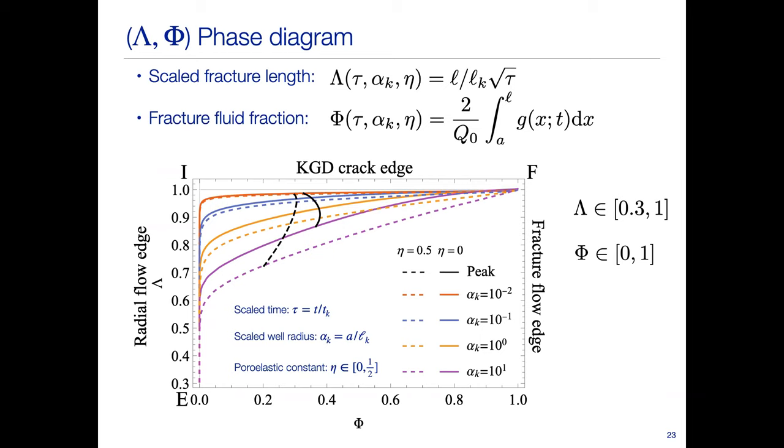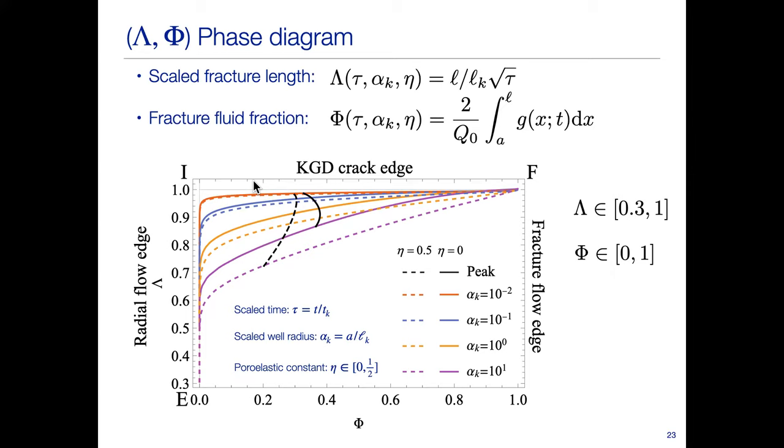So what we can then do is to look at that from a particular angle to see that there are two outcomes in this model. One is lambda, the scale length of the fracture, and the other is phi, this fluid fraction. So think of phi as the x-axis and lambda as the y-axis, and so we can actually plot the evolution of the solution in that space.